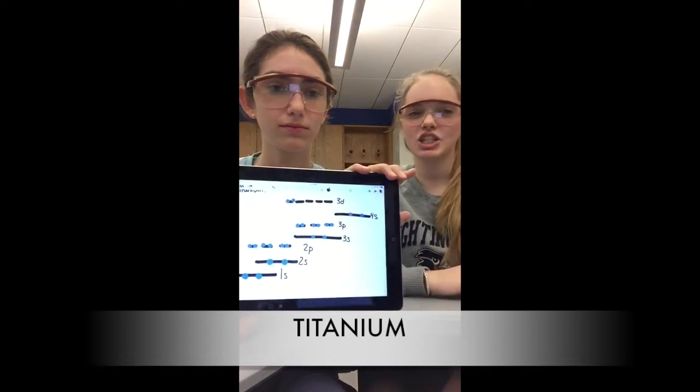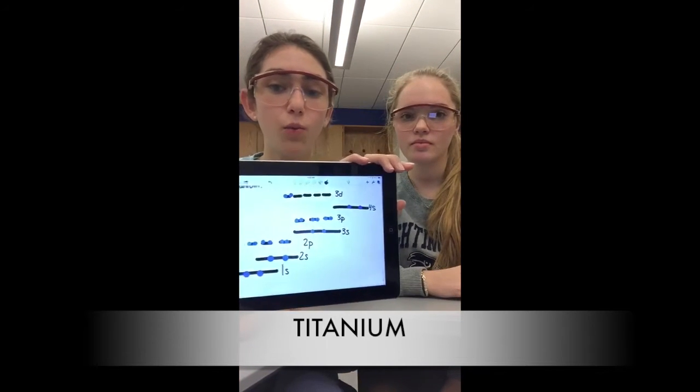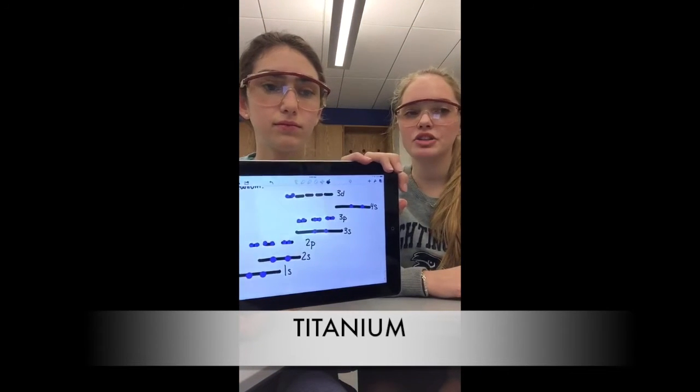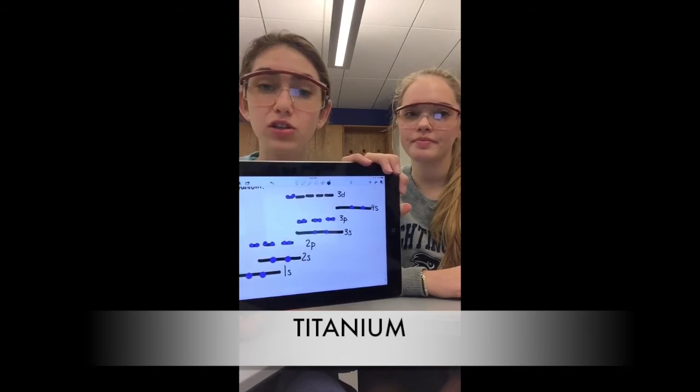Now let's do a transition metal. As we know, transition metals have more than one charge. Let's figure out why. Take titanium as an example. Titanium has 22 electrons. The first 2 electrons are in the 1s orbital. The next 2 are in the 2s orbital. The next 6 are in the 2p orbital.